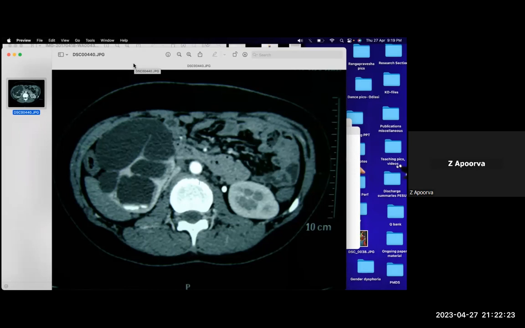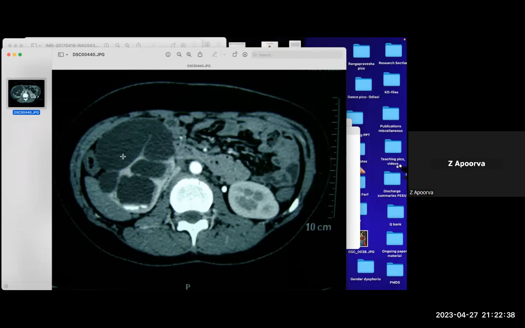Sir, I had just one doubt. Just in relation to the kidney, while looking at the renal scans, what is the difference between a renal transit time and a calyceal transit time? So are you talking about diuretic renogram? Yes, sir. Okay.